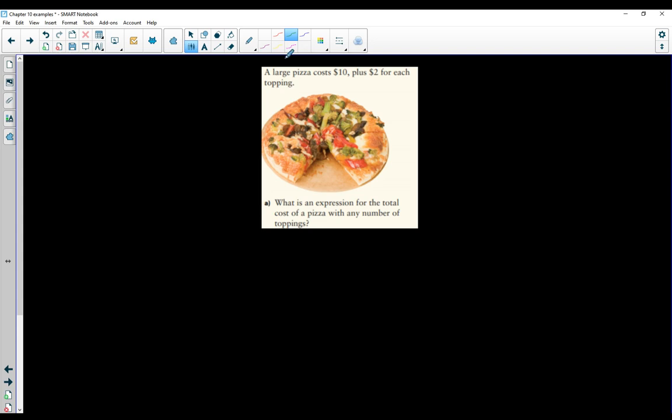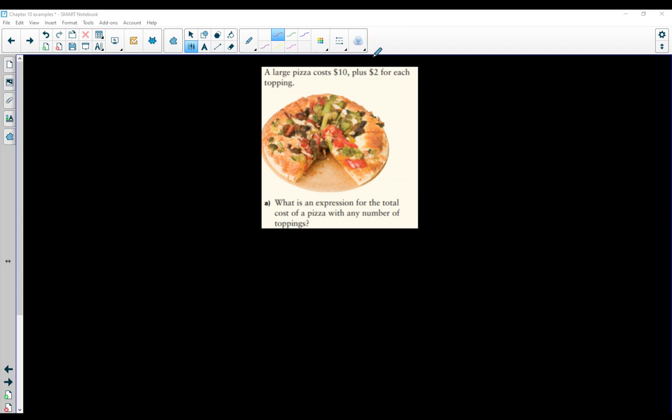All right, so the first thing that we could do is identify what our numerical coefficient is. So what's being multiplied? And then, is there a constant? Meaning, is there a fee that's always going to be charged no matter if we get 100 toppings or 2 toppings? All right. So the first thing to do is identify the numerical coefficient. In our previous notes, we told you to come up with a method to identify the numerical coefficient, the variable, and the constant.